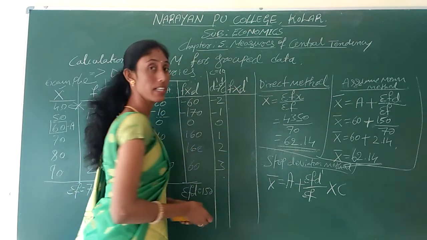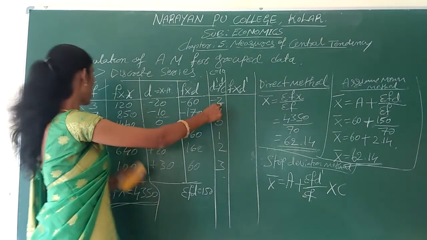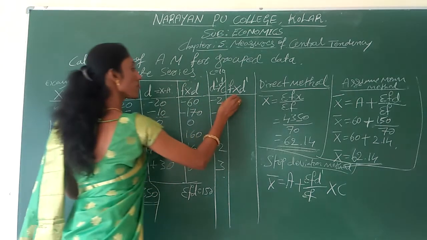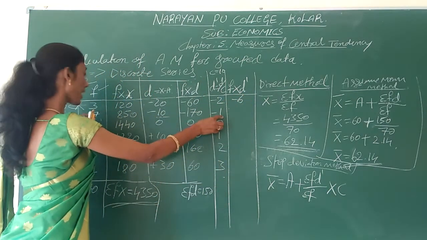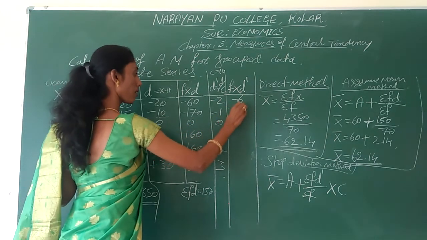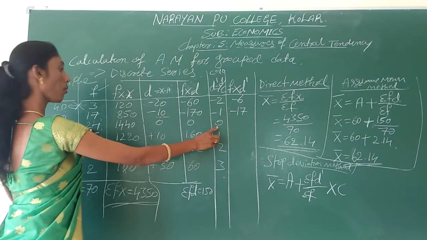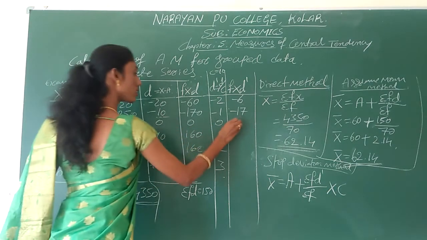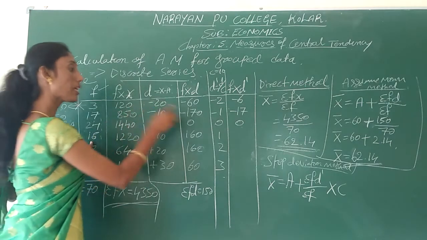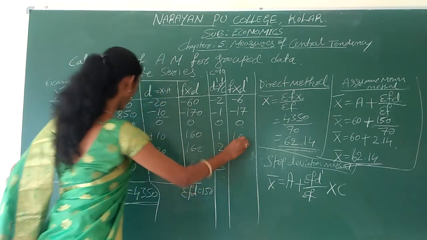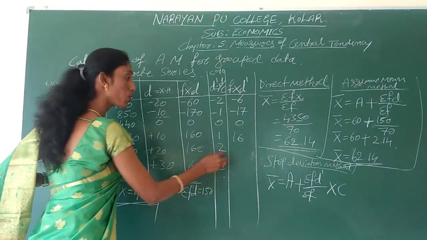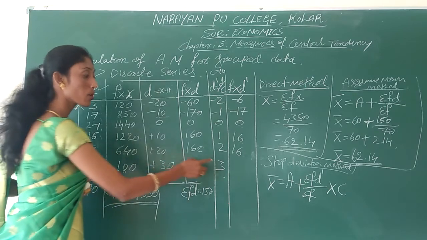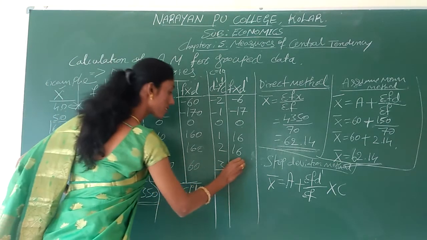Frequencies into d dash. d dash is minus 2. Frequency is 3. Minus 2 into 3, minus 6. Minus 1 into 17, minus 17. 0 into 24, 0 only. 16 into 1, 16. 8 into 2, 16, right? Then 2 into 3, how much? 6.